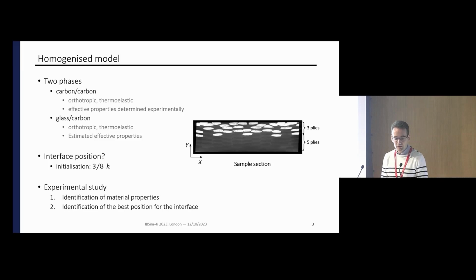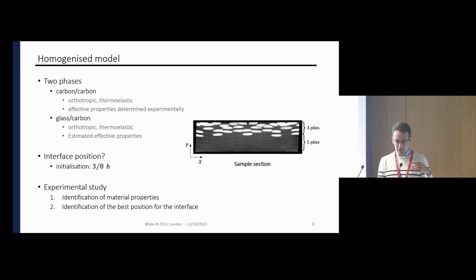So let's talk a little about the model. We consider two phases. The first, the one that I call carbon-carbon because it only contains carbon zones, we suppose has an orthotropic thermoelastic behavior. And we know quite well the properties of this material because it's a standard weaving used by Safran. And the other phase, called glass carbon, is the one containing the glass fiber. The behavior of this material is less known, so we roughly estimate its effective properties as an initialization, and we will need to identify them to be able to characterize the model.